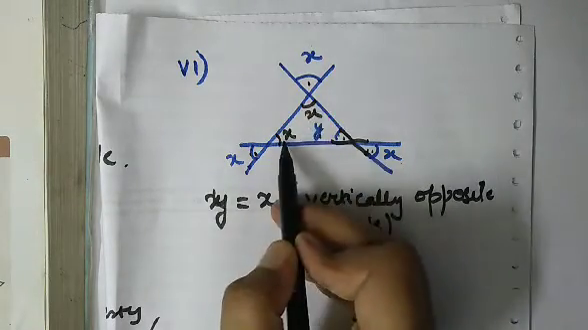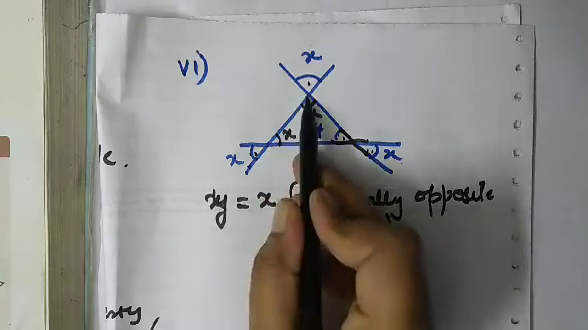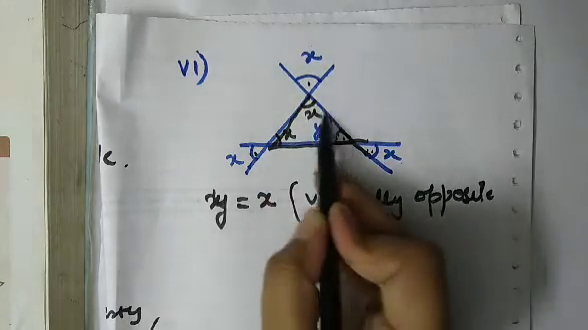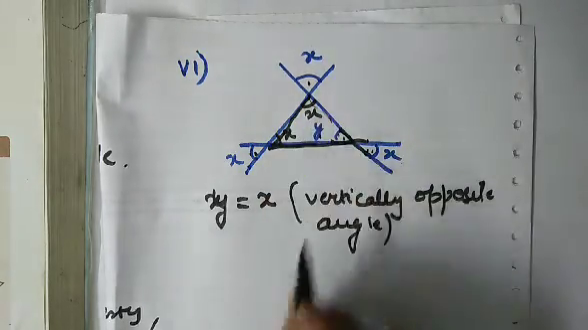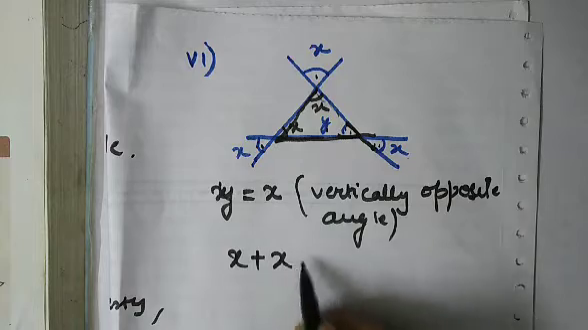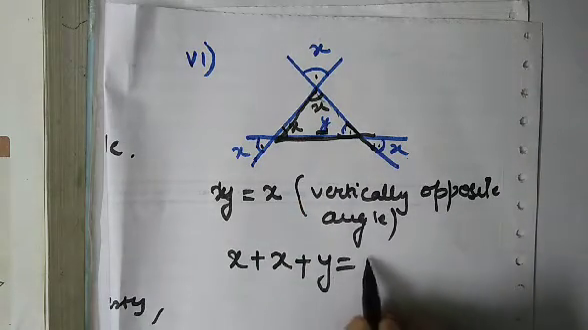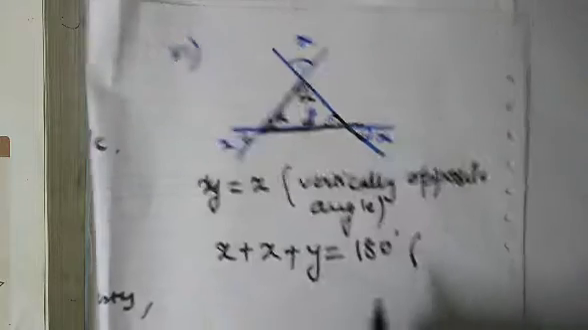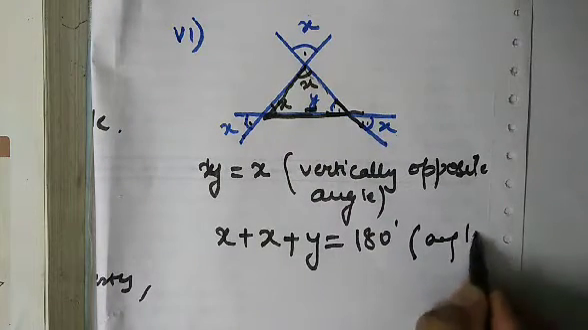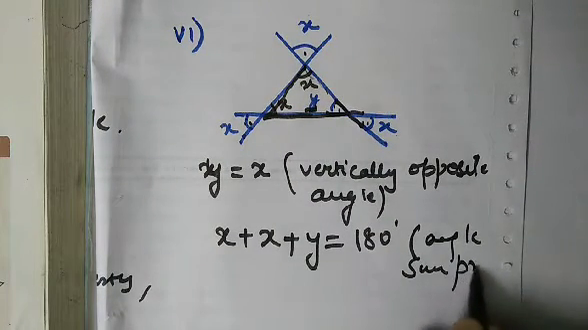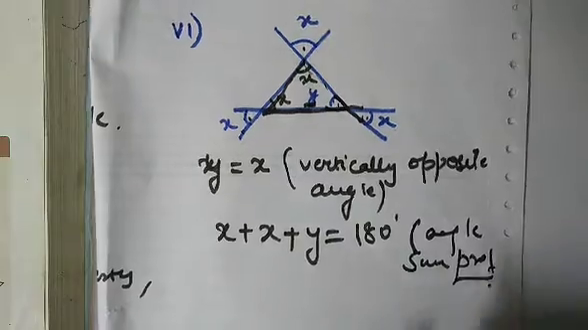So now these three angles are the interior angles and this is forming a triangle. As you can see, this is a triangle. So x plus y plus x, because these are the interior angles, their sum will be 180. Why will it be 180? Because of the angle sum property of a triangle. Completely you have to mention that.